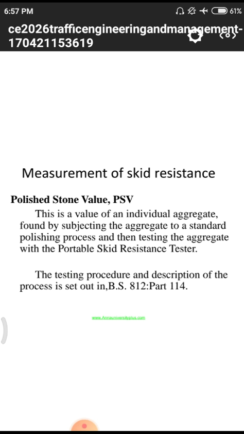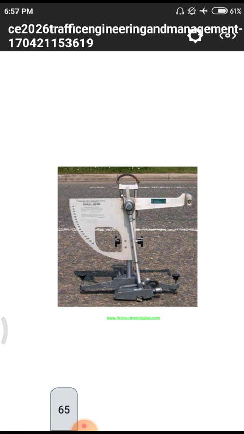That means the aggregate will have to move on a particular machine for n number of times. After n number of times, what is the condition of the particular aggregate, is it in a good position or bad position for the movement? All those things we have to observe by conducting these polished stone value tests. Polishing means simply we need to rub for a number of times.